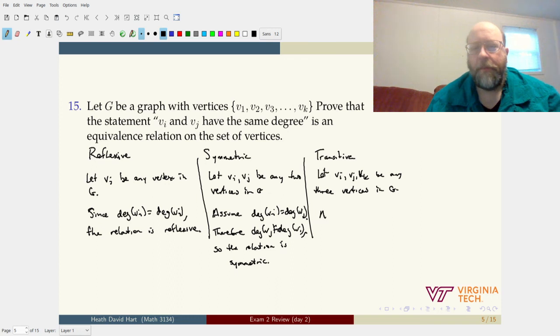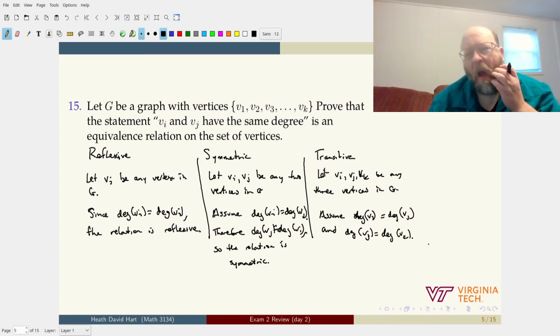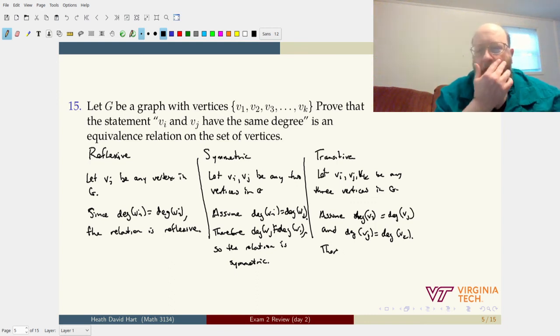For transitive, we assume that the degree of VI is equal to the degree of VJ. Those two are equal, and the degree of VJ is equal to the degree of VK. So then, how will we show this? That the degree of VI is equal to the degree of VK? Well, there are a couple of ways of saying that, but the easiest one is just to say that being equals is transitive. But then here's a fancy way of doing this, but it's overly fancy. We don't really have to do this.